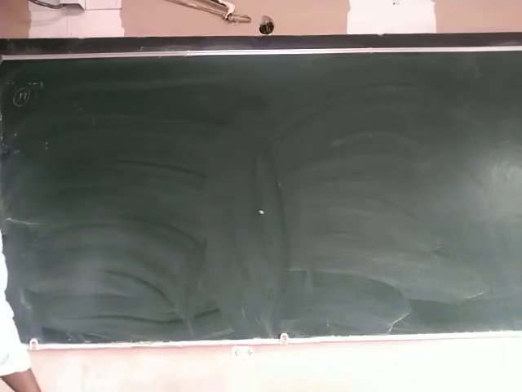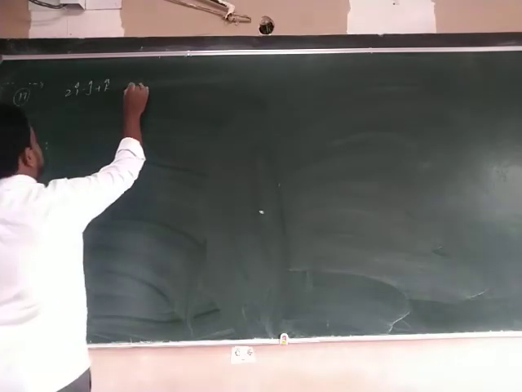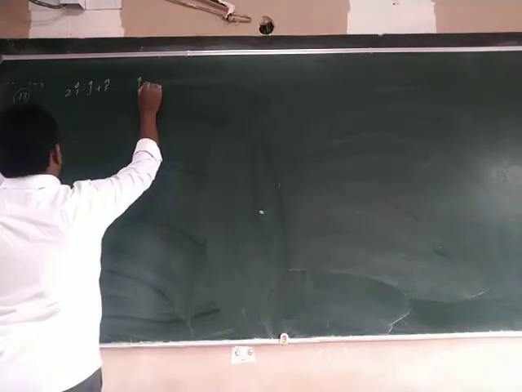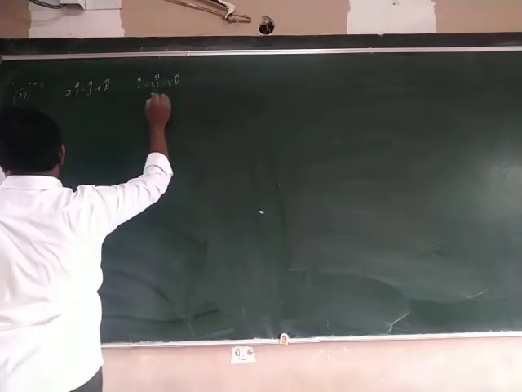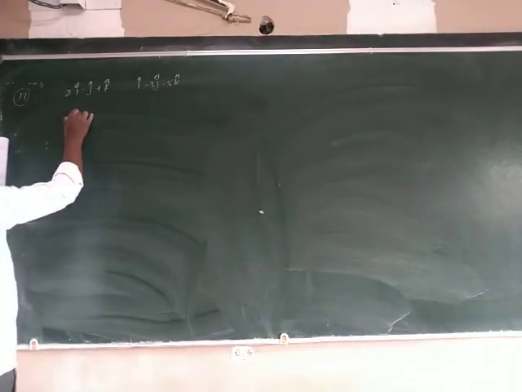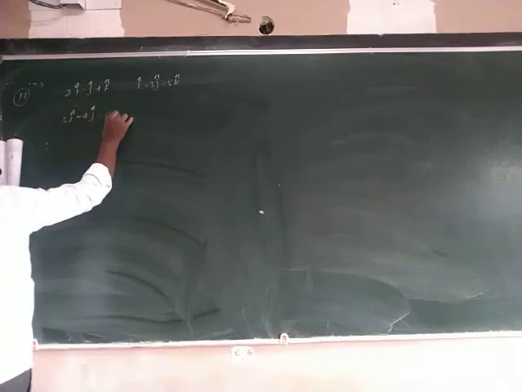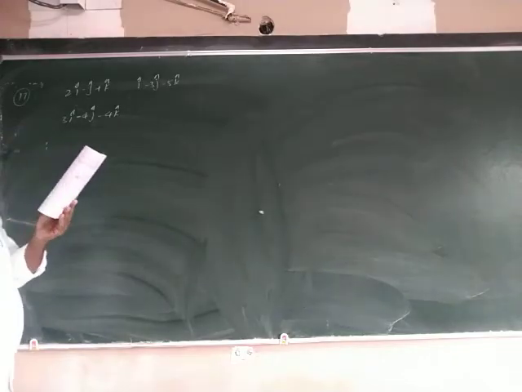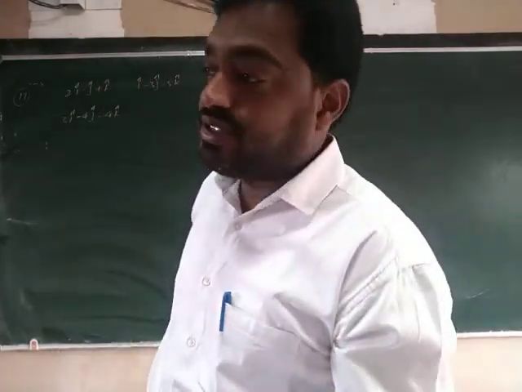Next, question number 17. Show that the vectors 2i cap minus j cap plus k cap, i cap minus 3j cap minus 5k cap, and 3i cap minus 4j cap minus 4k cap form the vertices of a right angle triangle.